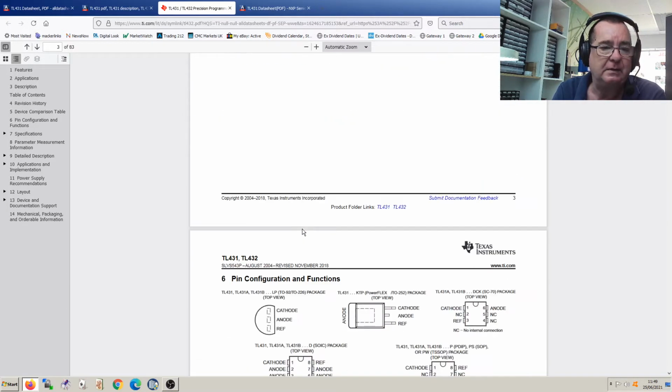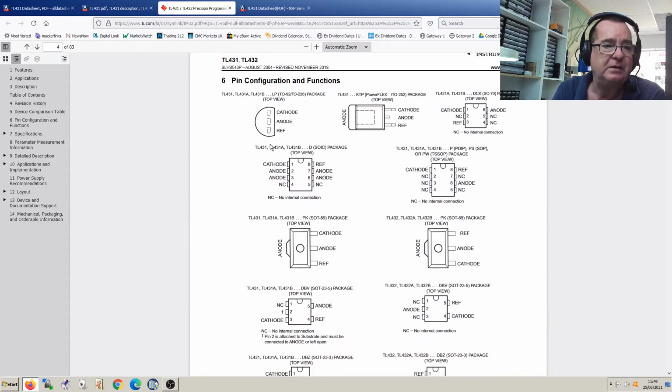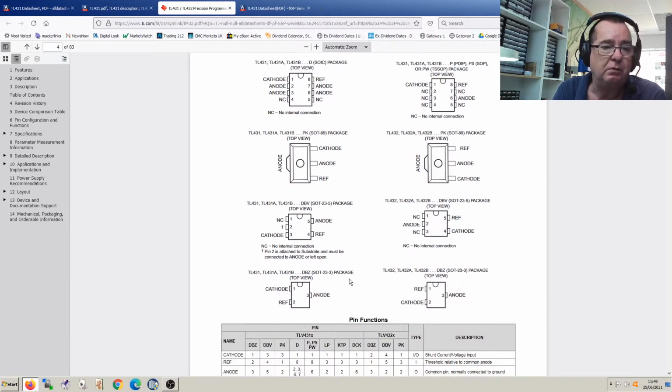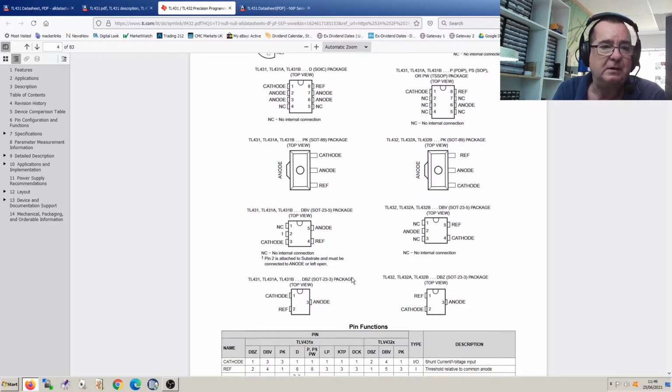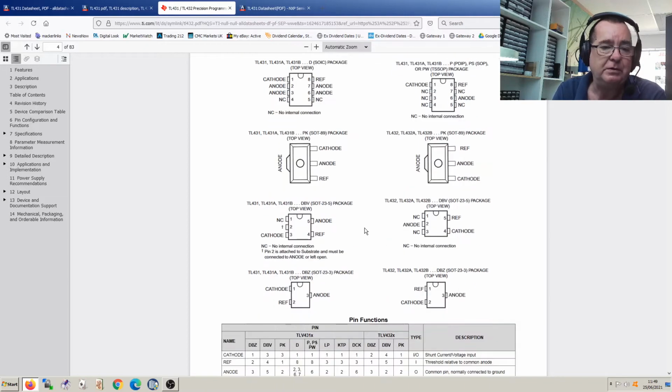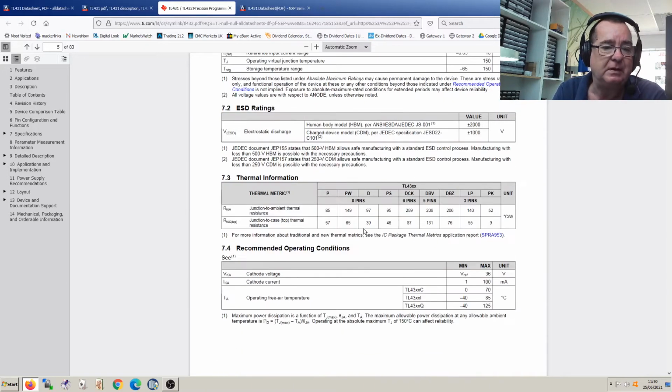Also, while we're here, you'll see this is like the package I was looking at. But they do come in a variety of other packages, surface mount ones. You know, there's a whole different variety. The one you see most commonly is this, but they do come in a whole variety of different packages.